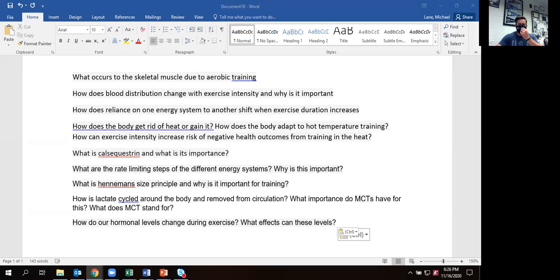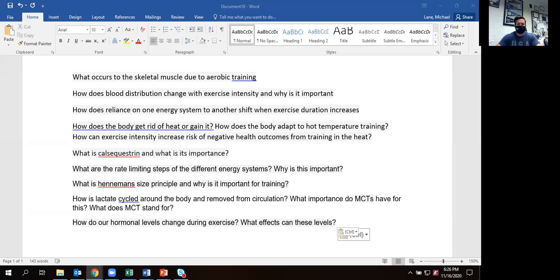How is lactate cycled around the body and removed from circulation? Now, remember, guys, our type 1 fibers, along with our liver, heart, brain, and a couple other structures, are going to be able to use lactate as a fuel. So once it goes into the bloodstream, it's going to be taken up into those cells and then converted back into pyruvate and used aerobically in the citric acid cycle inside of those cells.